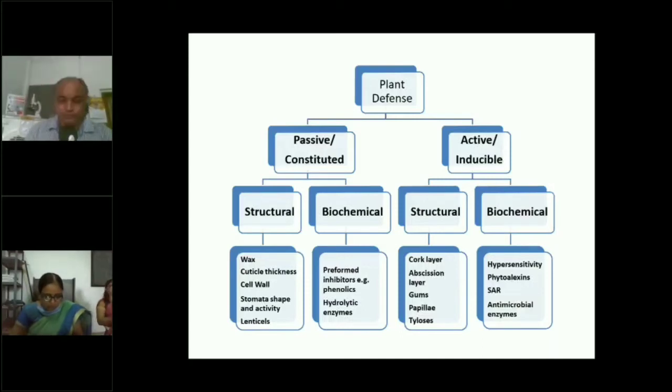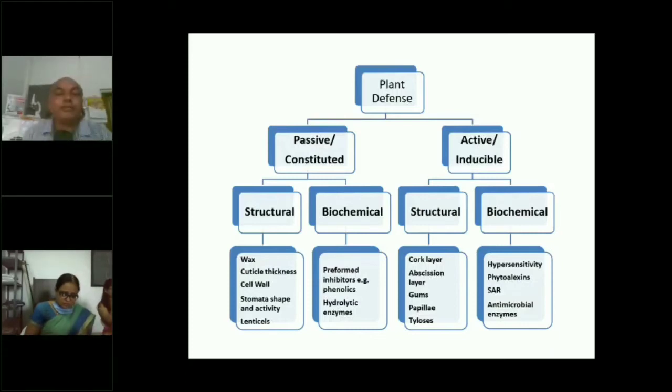Plants also have their own defense system. When plants see an infection by some pathogen, they form a cork layer, an abscission layer, develop some gums, and also papillae and tylosis. These are the structural defenses of plants. And some are biochemical, like hypersensitivity. Then phytoalexins are the chemicals developed in response to infection. Then there is SAR, that is systemic acquired resistance. If we spray something like salicylic acid, the plants will acquire systemic acquired resistance. And antimicrobial enzymes are also produced after infection by a plant pathogen.